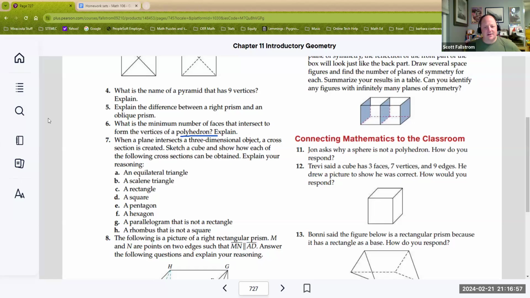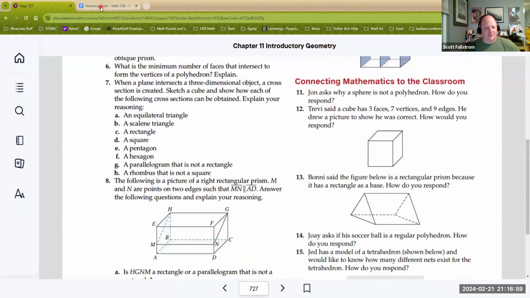And lastly, I think I did some MCs. I think I did 11 through 13, right? 11 through 13, yeah. So John asked why a sphere is not a polyhedra. Now that you know the definition of a polyhedra, you should be able to answer this one pretty quickly.